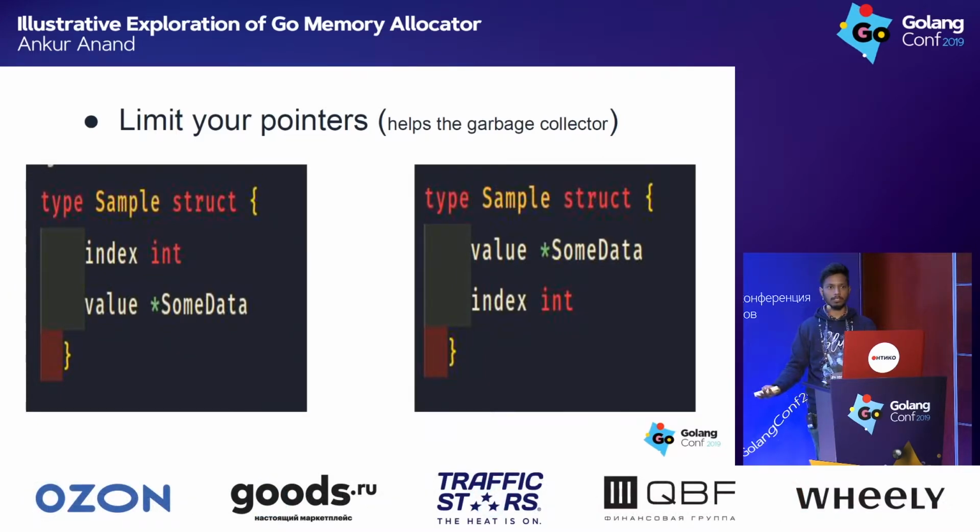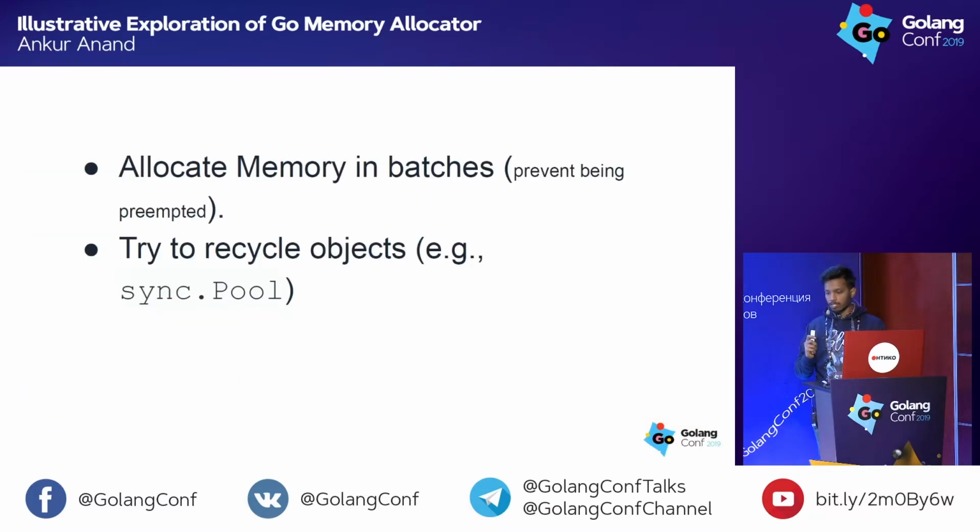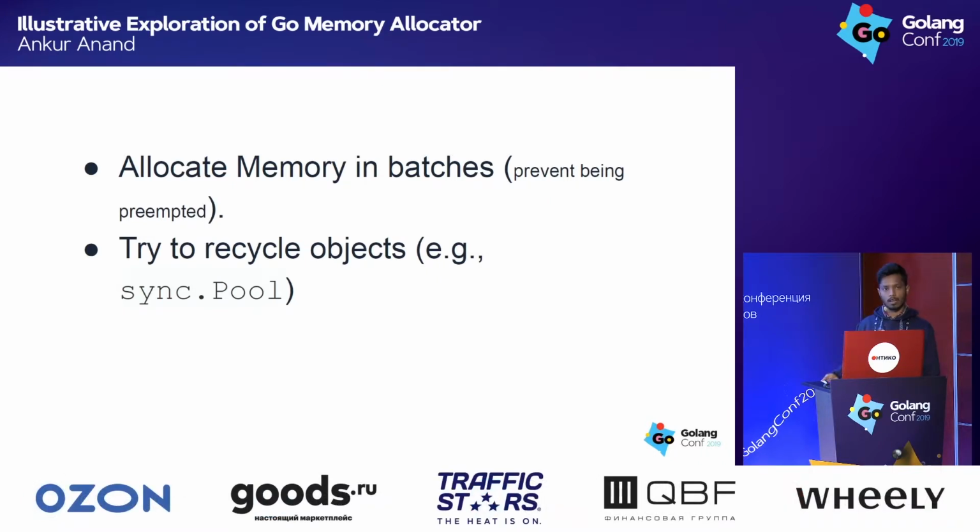But for you, it might or might not matter. It depends upon your application. But from the garbage collection point of view, it will increase your stop-the-world time. Also, allocate memory in batches. It prevents you from being preempted, because each memory allocation can preempt the Go routine from running at that point of time.